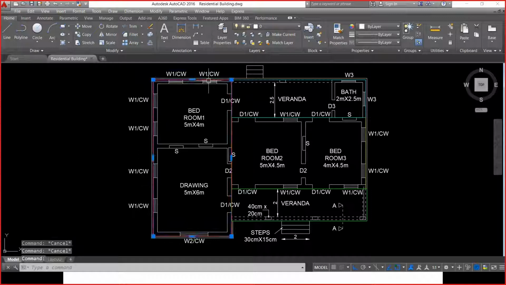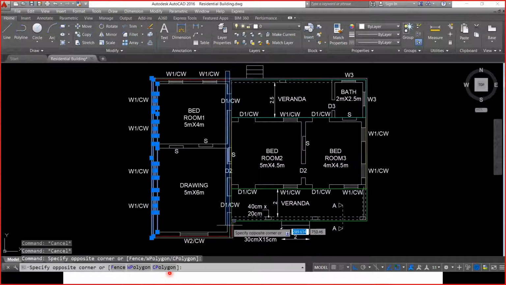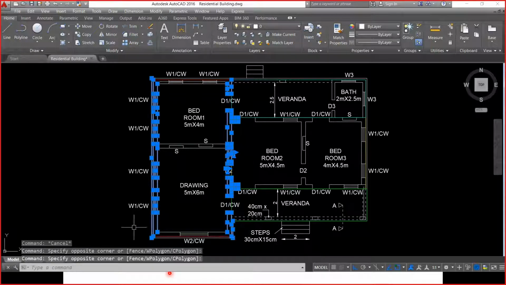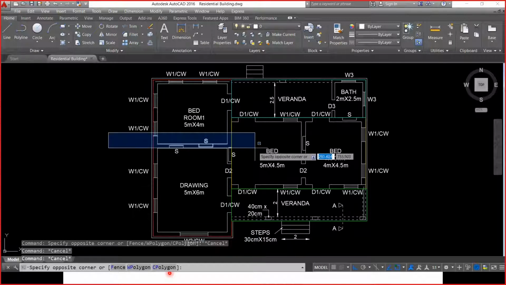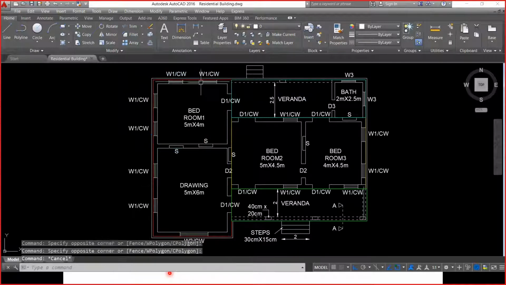So in order to calculate the quantities of this area, what I do is I consider this portion as long wall number 1 and long wall number 2, and I'm going to consider this wall as short wall, and again this wall as short wall, and this wall as short wall in area number 1, and similarly in other areas also. So let me start with the calculation of this area.